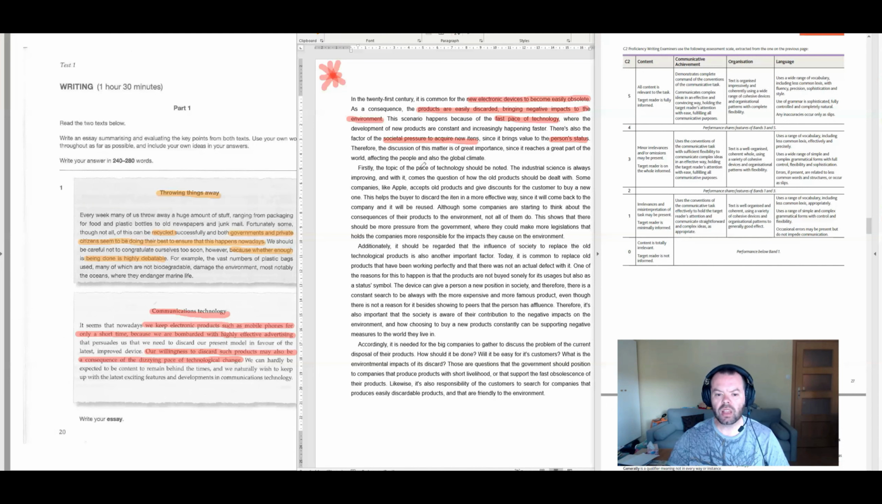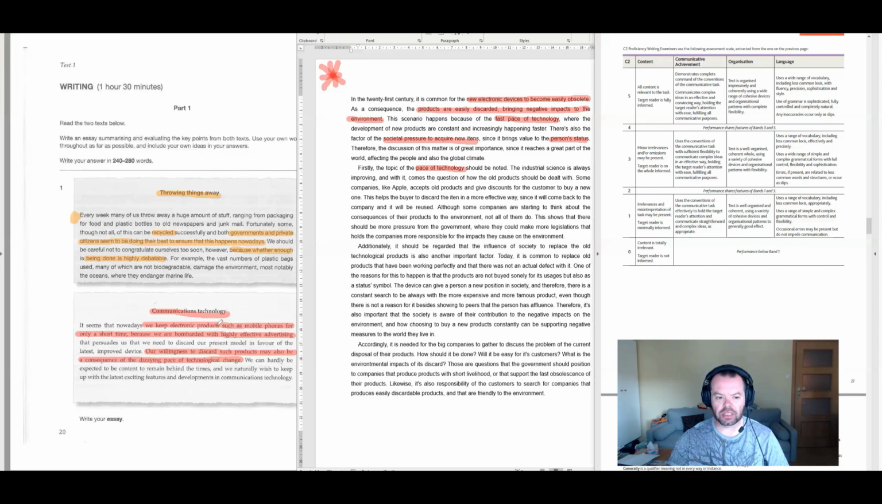Okay, so we are talking a little bit about the pace of technology again, so that's the second text. But I would say that there's a little bit more here from the first text, isn't there? Some companies like Apple accept old products and give discounts for the customer to buy a new one. So that's kind of talking about the idea of recycling a little bit. But it's not really talking about the same sort of recycling. If we go back to the first text, it opens with this statement: every week, many of us throw away a huge amount of stuff, ranging from packaging for food and plastic bottles to old newspapers and junk mail. Here we're talking about technology and the idea of taking a product back to Apple because they accept old products and give discounts for them. I wouldn't say that's quite the same.